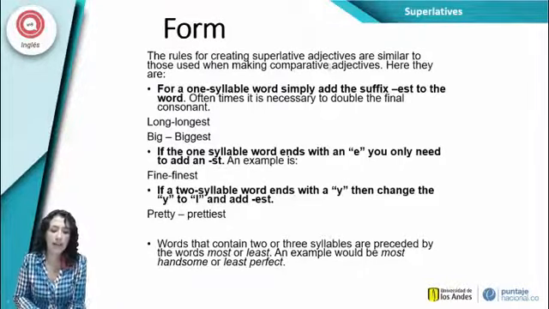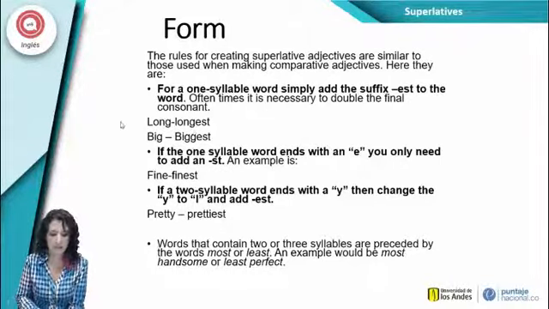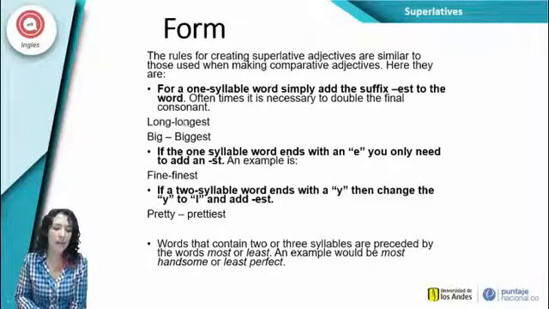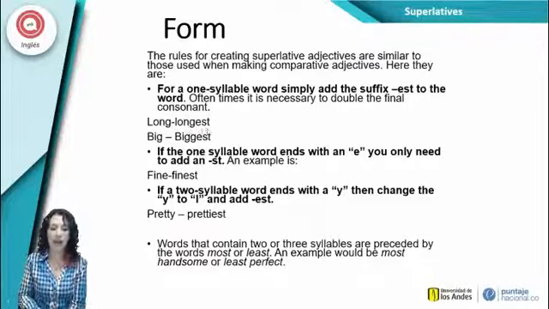The rules for creating superlative adjectives are similar to the rules for the comparatives, and here they are. First one, for a one-syllable word, simply add the suffix est to the word. Oftentimes it's necessary to double the final consonant. Entonces aquí we have long, longest. No hay problema, porque tenemos dos consonantes. Es un sonido, una palabra y un solo sonido, long, una sola sílaba, y tenemos dos consonantes, NG juntas, long, entonces no tenemos que agregar otra consonante, sino solamente agregamos la E, la S y la T y nos queda creado el superlativo.